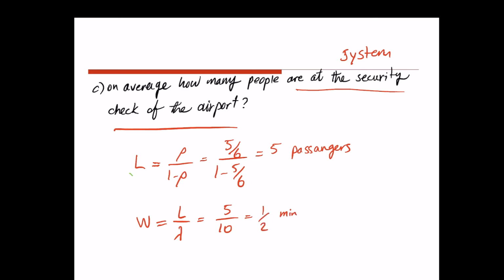Note that here the unit for L is passengers, and the unit for lambda is the number of passengers that come to the system per minute. So if we divide these units, then whatever is left is minutes. So the unit of W here is half of a minute. Basically the passengers can come to the system, get their service and leave in half of a minute, which is quite fast.